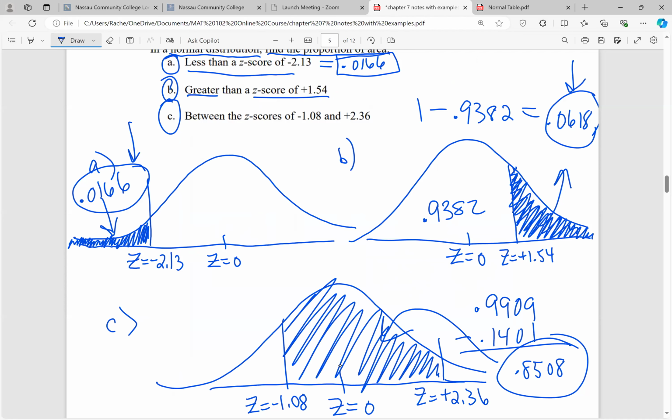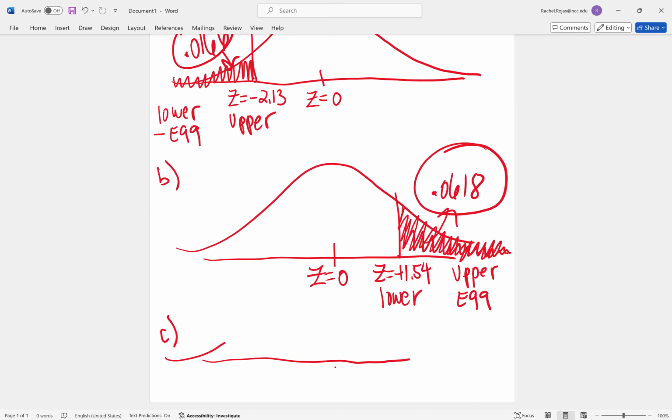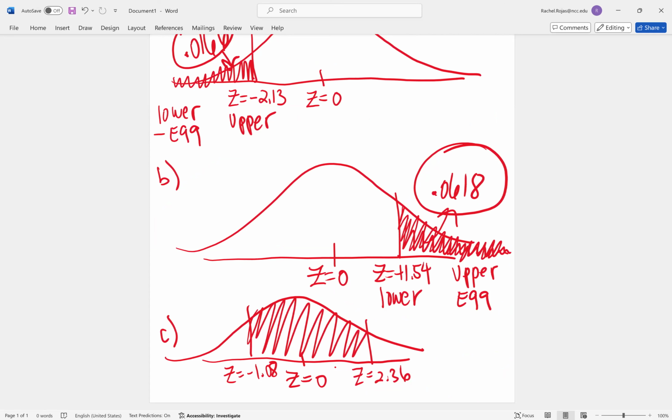And then let's do part C. Let's find the proportion of area between a z-score of negative 1.08 and positive 2.36. And then we'll wrap it up. So part C, we want to find the area between a z-score of negative 1.08 and positive 2.36, and we want the area in between.